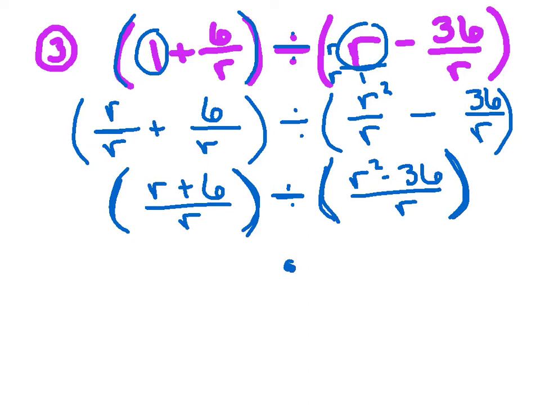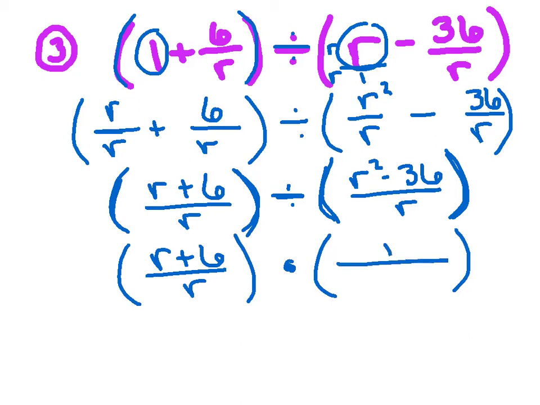Now I'm going to try to kill two birds with one stone. Keeping the first fraction here as is, not only am I going to flip that second fraction, but I'm also going to factor the r squared minus 36 as I'm flipping it. Okay. If you want to break this into two steps, you can. But if you feel comfortable doing it all in one move, that's great too.